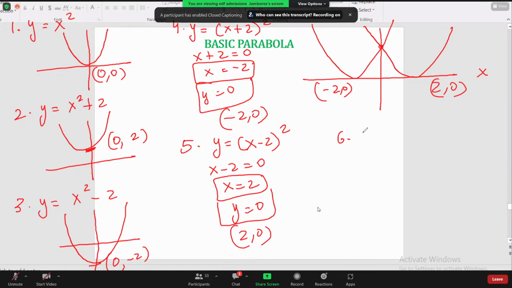Lastly, if the graph goes by y equals minus x squared, then in that case, the graph will be an inverted U-shaped curve having its maximum point at (0, 0). So this is something you need to be mindful about.